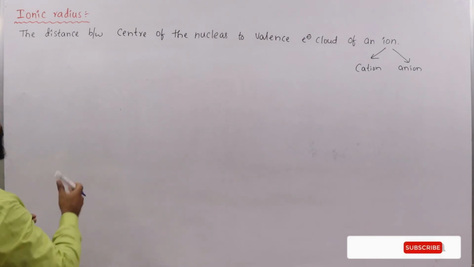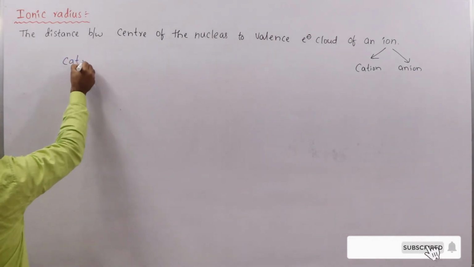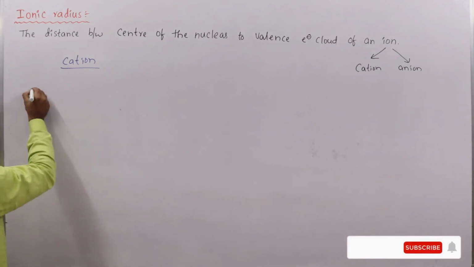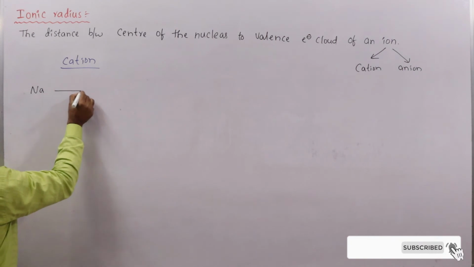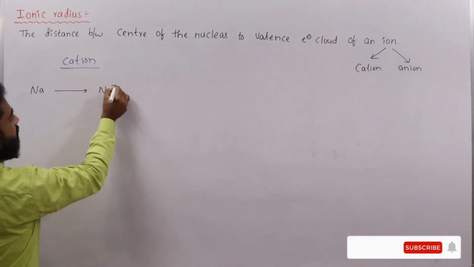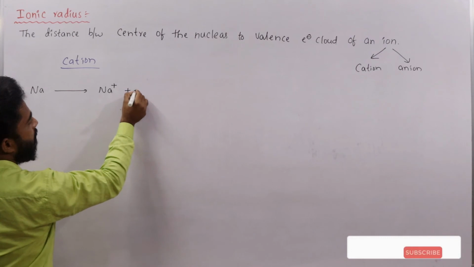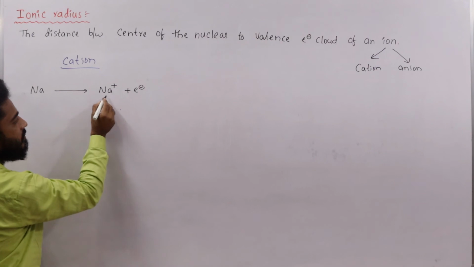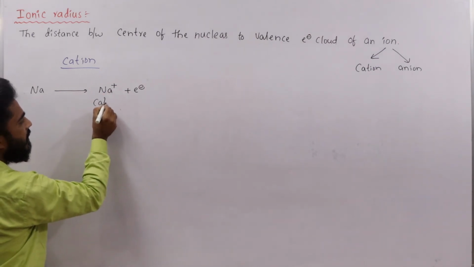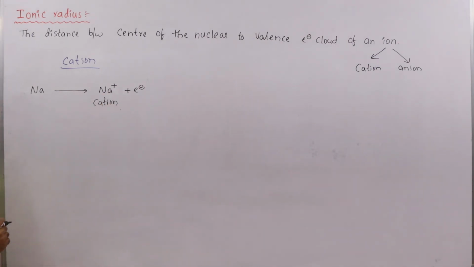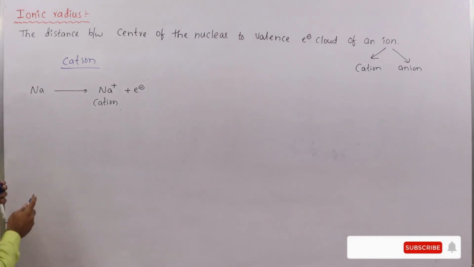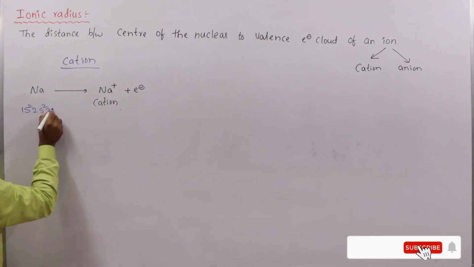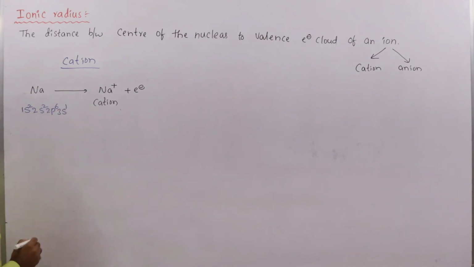So let us see for cations what will happen. If you take a cation, for example, I am taking a sodium atom. By the loss of one electron, it changes to sodium plus ion. Sodium, by the loss of one electron, changes to Na+. Here Na+ is a cation. So what is the electron configuration of sodium? The electron configuration of sodium is 1s2, 2s2, 2p6, 3s1.